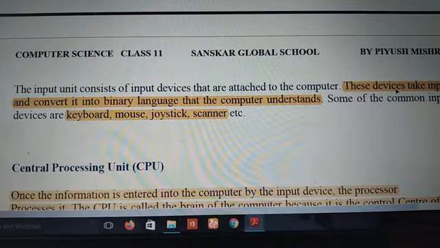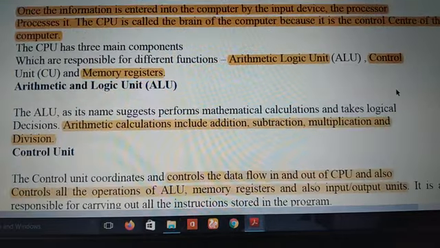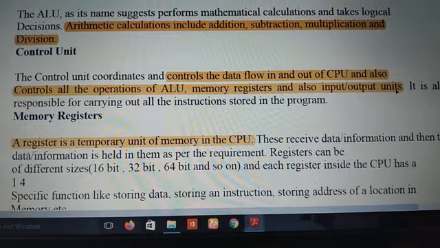I already explained input and output devices. CPU I also explained. Now the arithmetical and logical unit. The arithmetical and logical unit is basically used for calculation: addition, subtraction, multiplication, division. Okay. Now coming to the control unit.